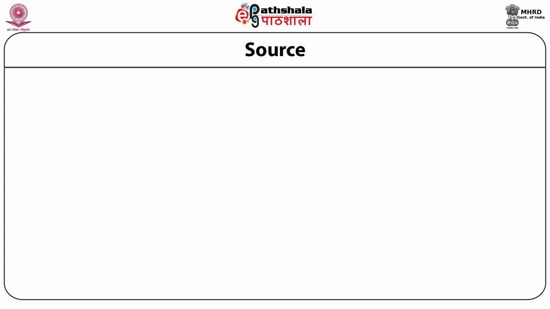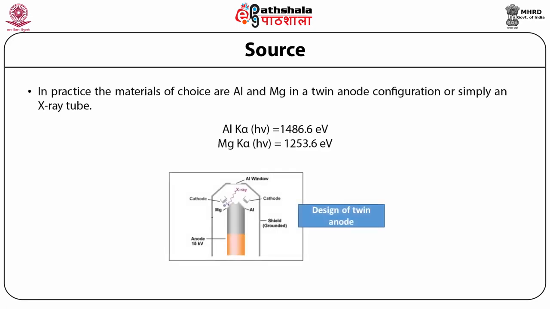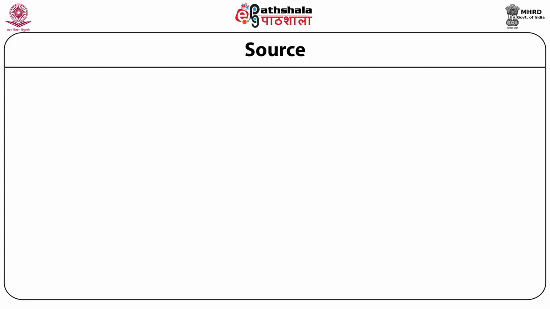The various kinds of X-rays generating metals. In practice, the materials of choice are aluminium and magnesium in a twin anode configuration or simply an X-ray tube. When we take an X-ray tube, the source one could be aluminium, where high energy X-rays are generated from. The value is 1486.6 electron volt. The other could be magnesium, and the energy here is 1253.6 electron volt. The design has been shown in this slide, and this is referred to as the design of twin anode.